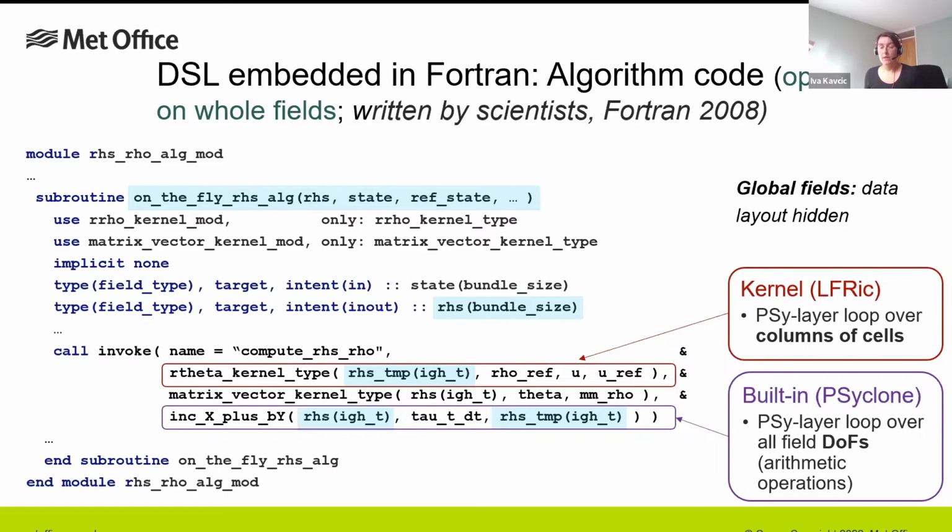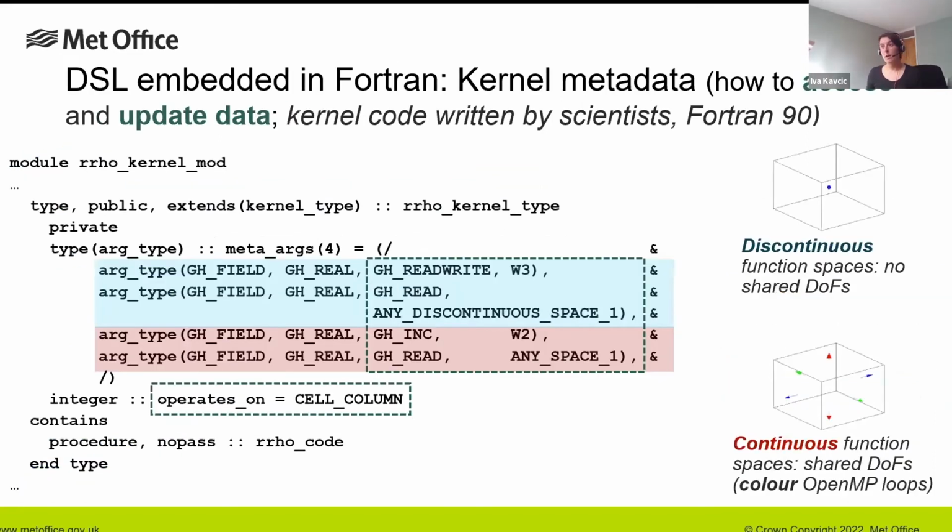The fields and other data structures are updated by the kernels, as I mentioned, and the kernels are grouped into these invoke calls, which is a DSL. It is a pseudo Fortran and needs to be processed by PSyclone before it's compiled. Then in the kernels, the information that PSyclone actually needs to know is what object it is working on.